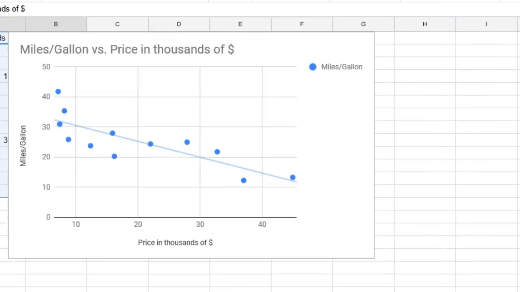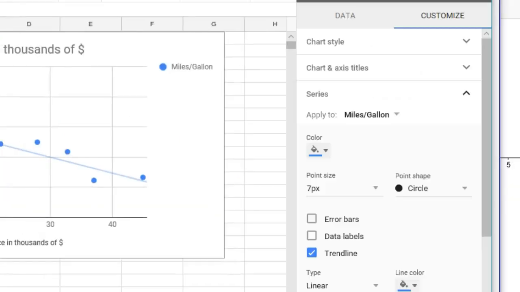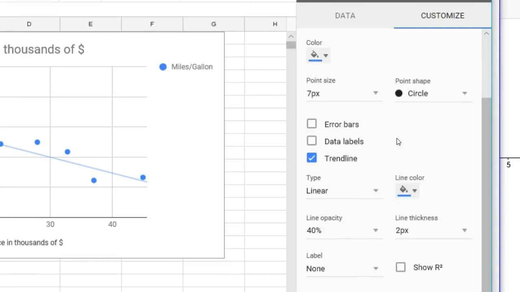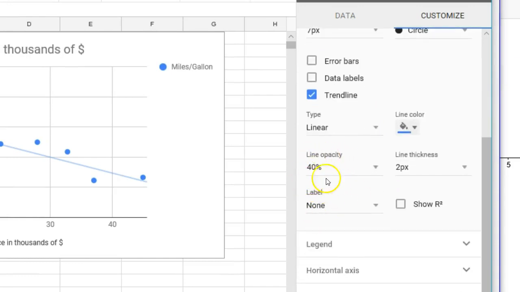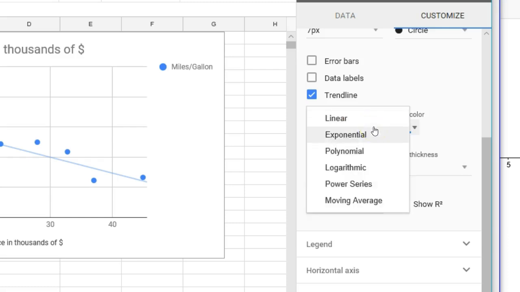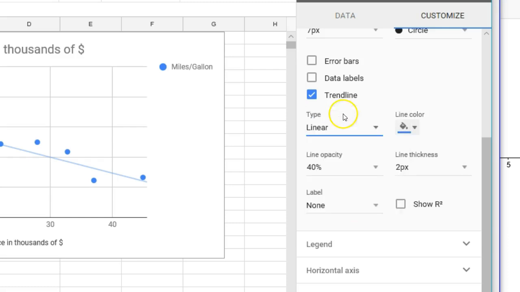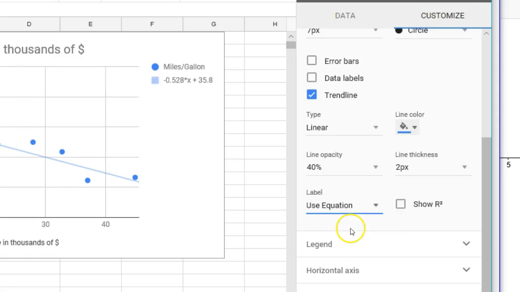See if it'll let me do that. Whoops, went the wrong way. There we go. So notice it says linear. We're going to stick with that, but you could change it. There's other types we'll talk about in a later video. And then label, we'll go ahead and customize it, or use equation, excuse me.